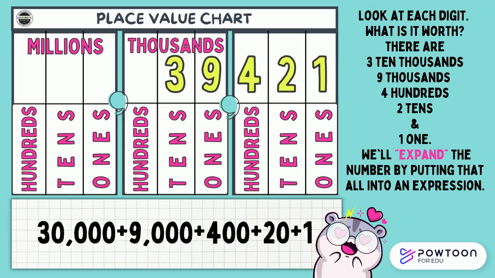Look at each digit. What is it worth? There are 3 10,000s, 9 thousands, 4 hundreds, 2 tens, and 1 one. We'll expand the number by putting that all into an expression. 30,000 plus 9,000 plus 400 plus 20 plus 1. That's 39,421 in expanded form.